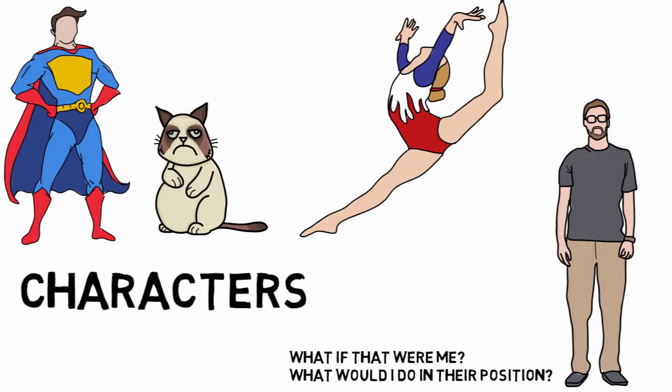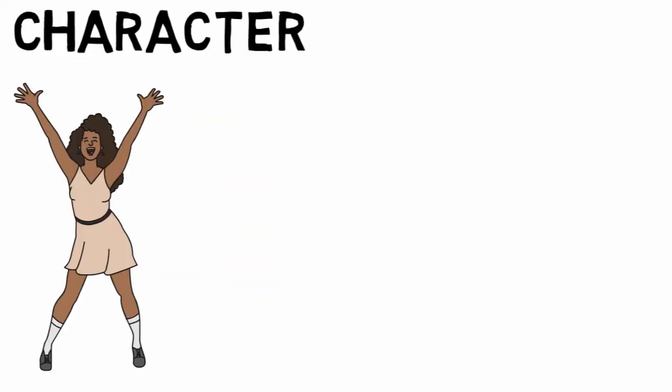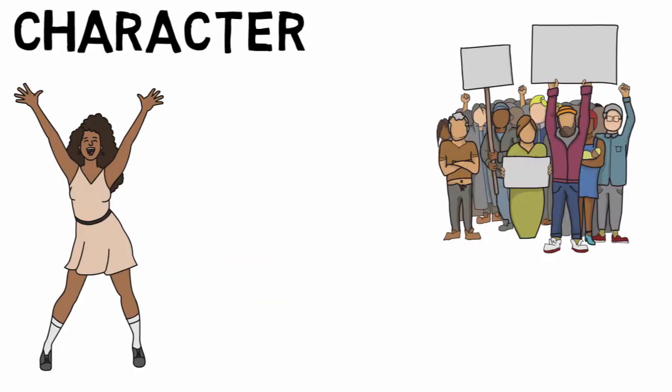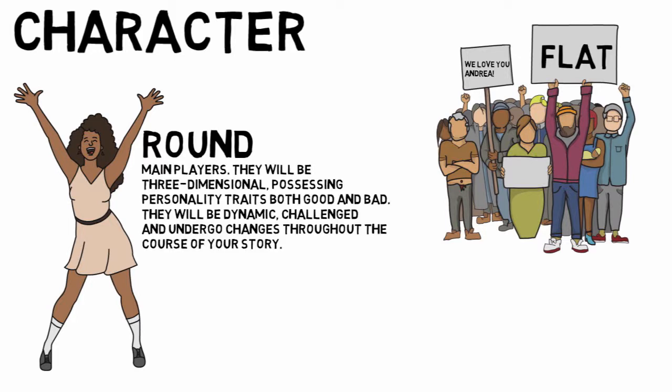In your cast of characters, you should identify who is going to be a major player and who is a minor player. We sometimes call these round and flat characters. Round characters are your main players. They will be three-dimensional, possessing personality traits both good and bad. They will be dynamic, challenged, and undergo changes throughout the course of your story. Flat characters possess broader, more categorical qualities that will remain mostly static.